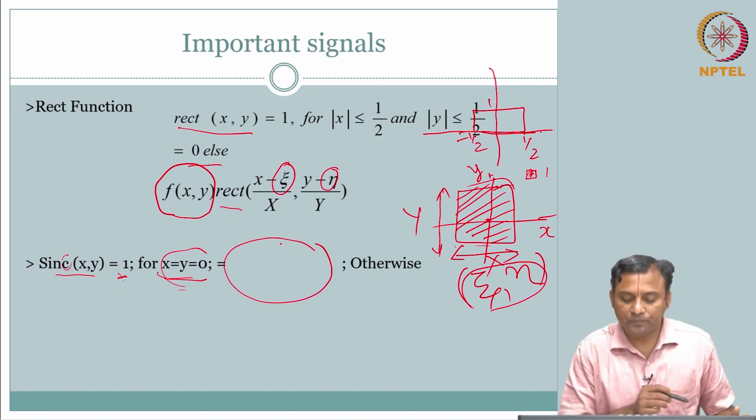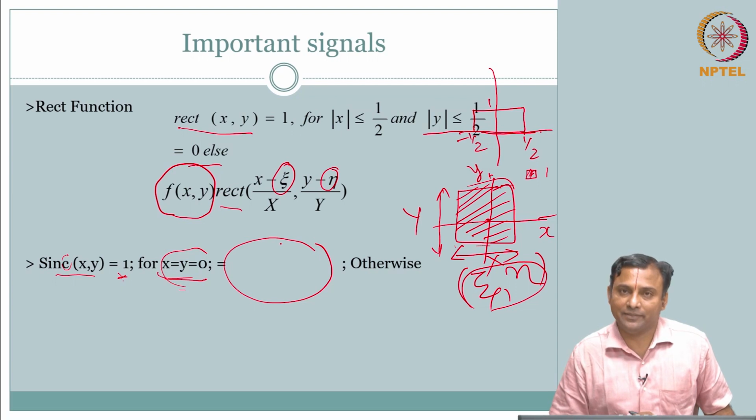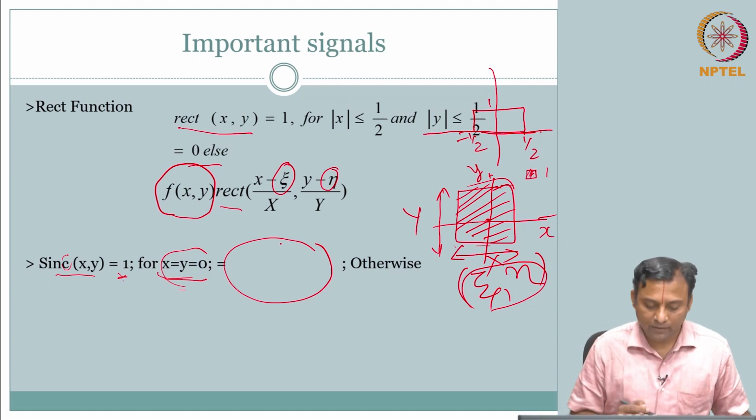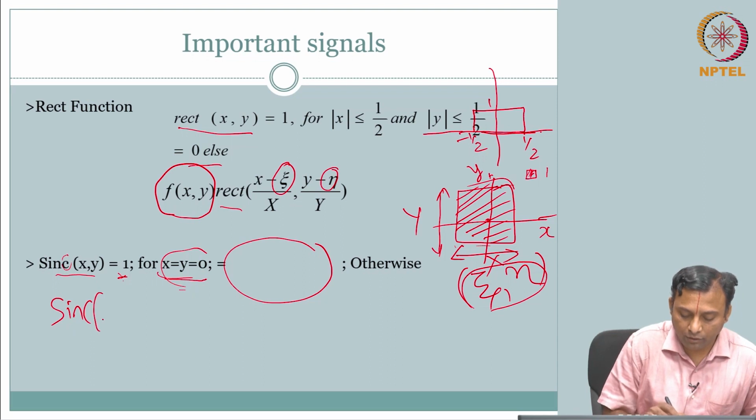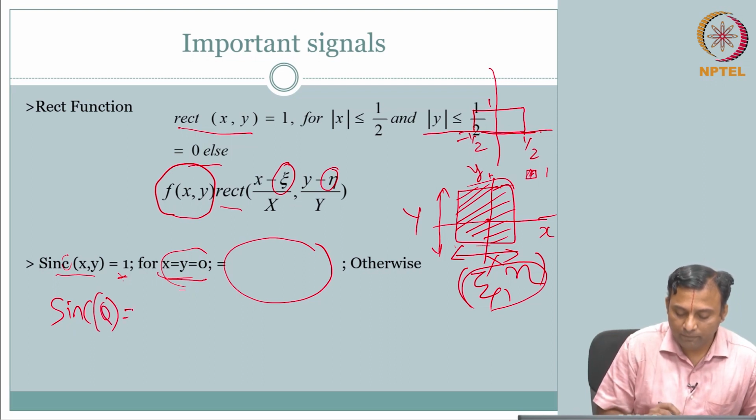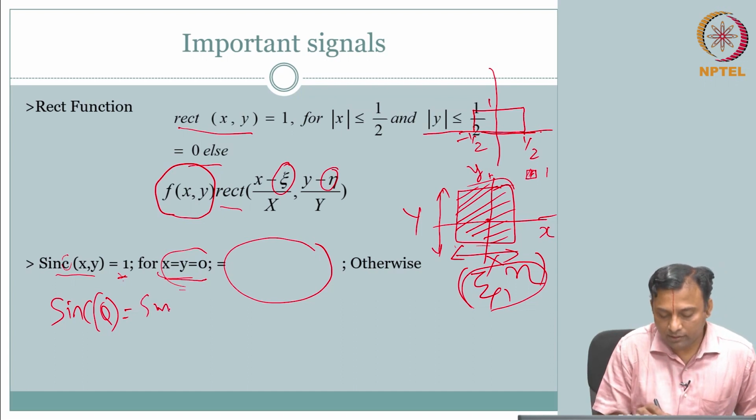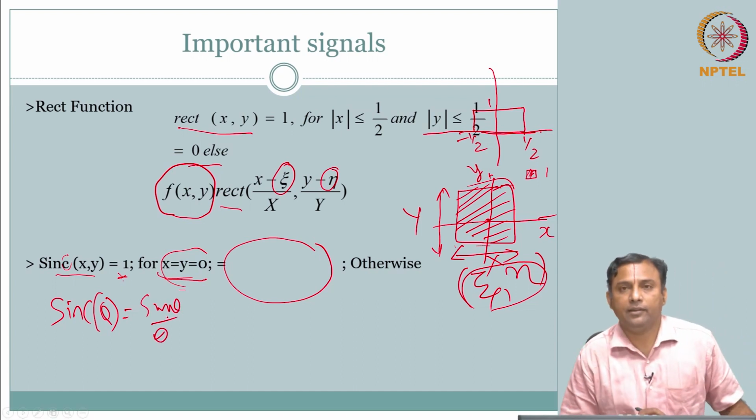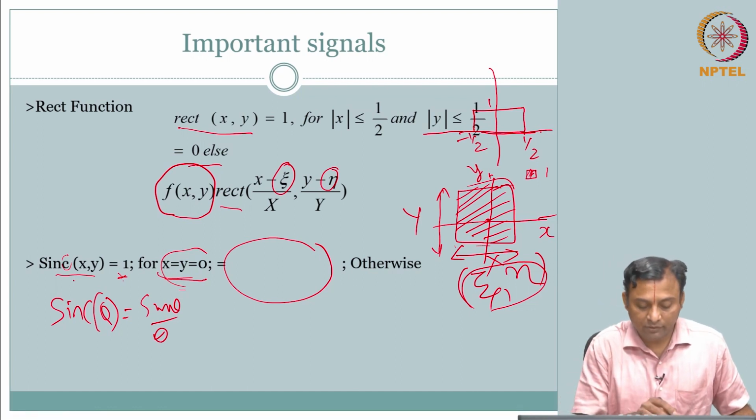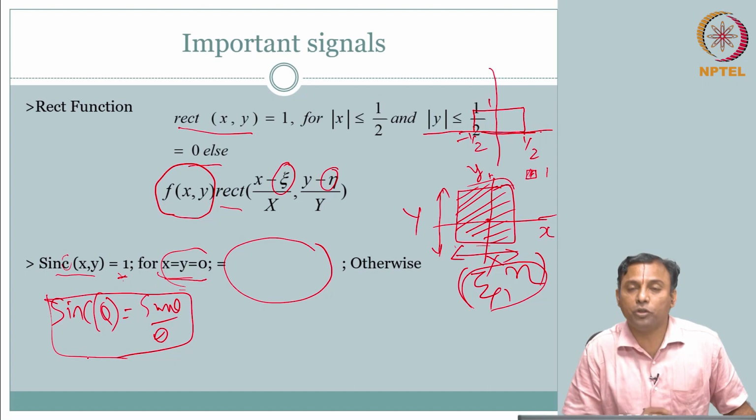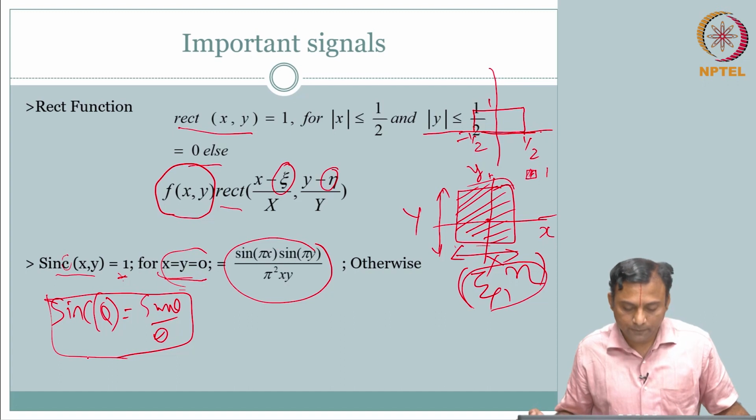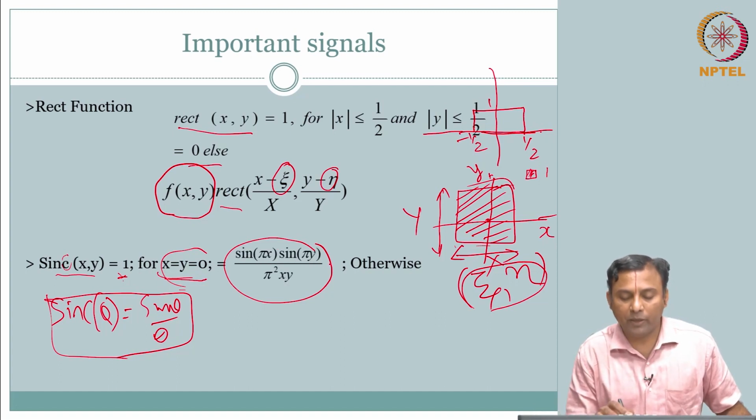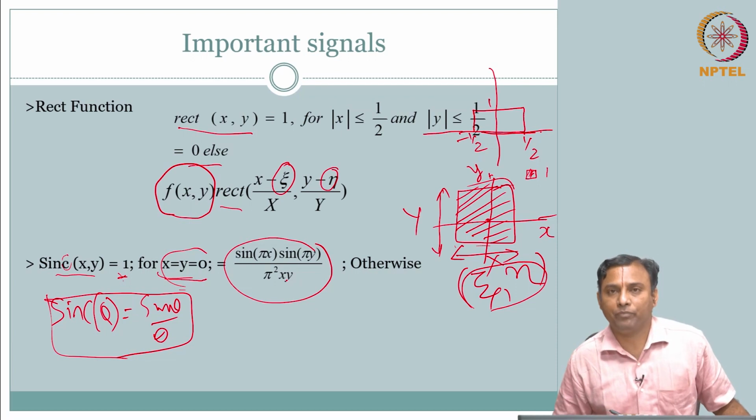So, what is it going to be at other locations? If you have recognized your sinc of theta to be sin theta by theta, which you should probably know, then you just do the same thing and extend it to 2 dimensions. So, sin pi x sin pi y by pi square x y. So, this is your sinc function.